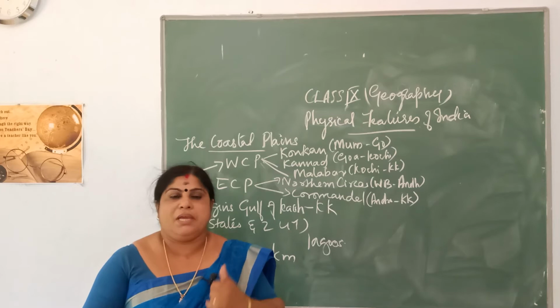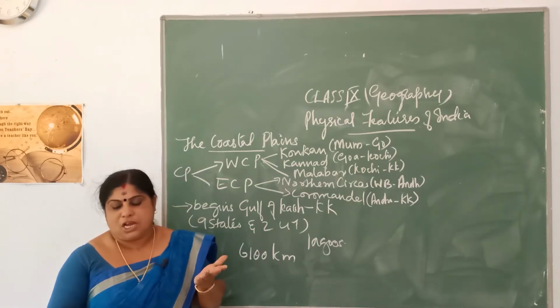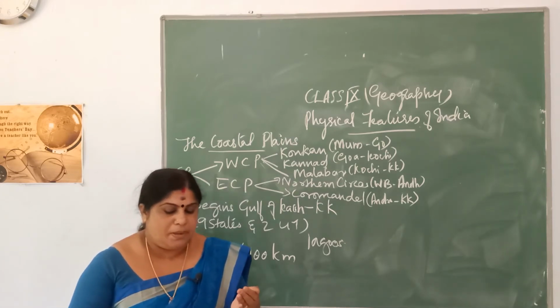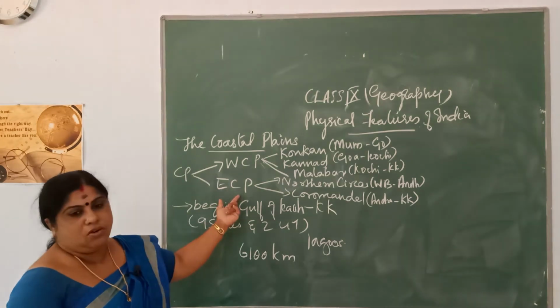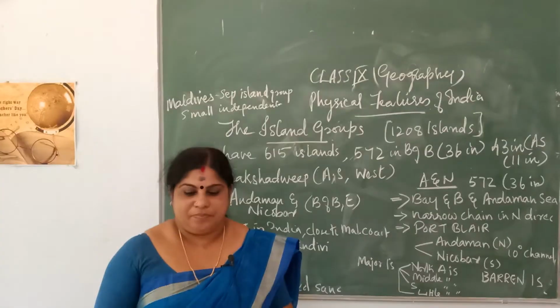So which are the major seaports found here? They include Kolkata, Paradeep, Visakhapatnam and Chennai. These are the main seaports. You will be asked the difference between western coastal plain and the eastern coastal plain. Learn what are lagoons also.